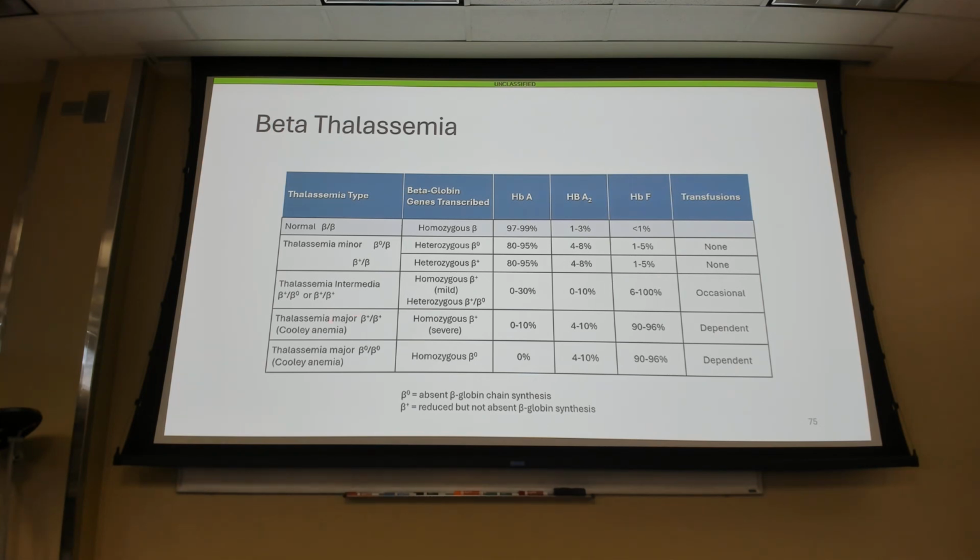So thalassemias, alpha, beta, take your pick, right? Problem with one of the two. And just depending on how many gene deletions, right, how severe it is going to tell you. Right? At the end of the day, do they require a bunch of transfusions? Or are they like silent carrier states?